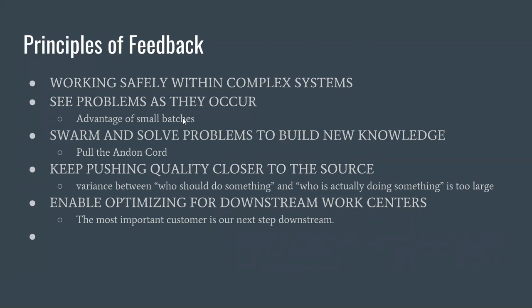So in those principles of feedback, we're going to work safely within our complex systems. There were some stories about Three Mile Island, about the U.S. naval reactor, and how those were incredibly complex systems, that those nuclear systems and those nuclear instrumentation safeguards could be incredibly complex. And what we do is we want to work safely within that, whether it's a simple bit of code to make a website more efficient, or whether we're actually working on something like a nuclear reactor. So what we want to do is we want to see problems as they occur so that we don't get problems continuing to go down that chain. That's going to be our advantage of the small batches that we have.